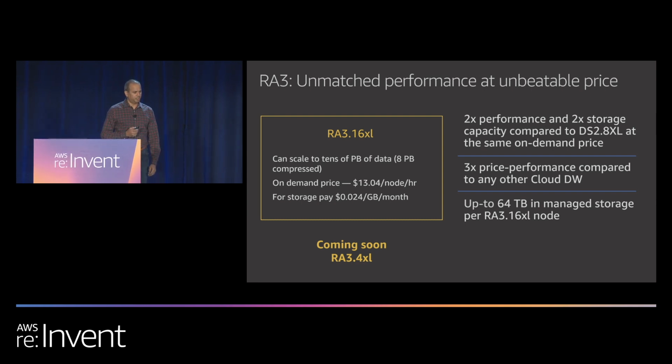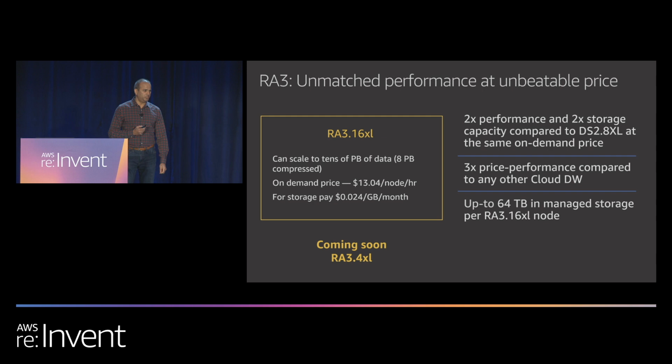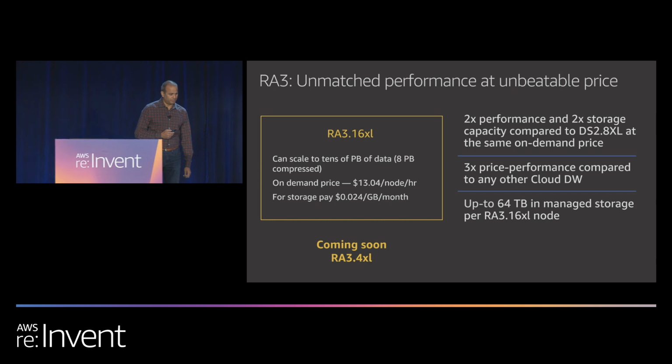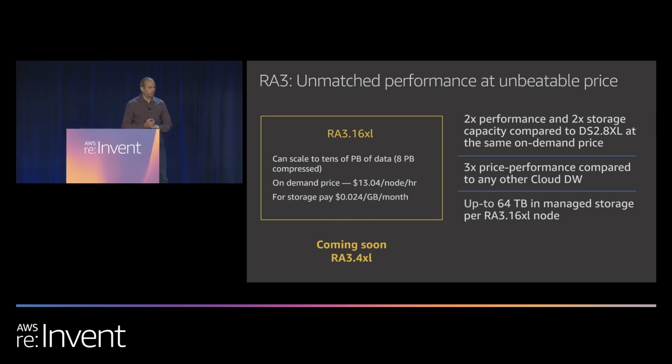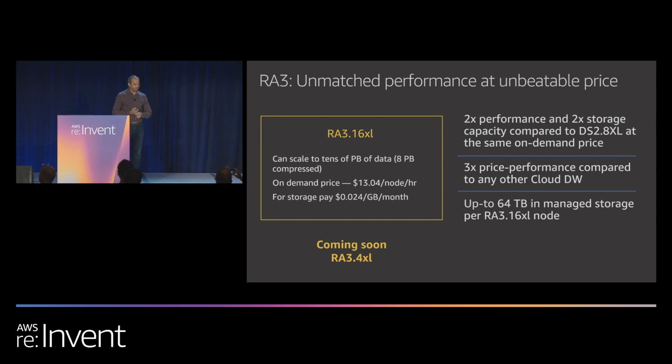Looking at some more details about the RA3 instances, today the RA3 instances are available in the 16XL size. With this, you can scale up to 8 petabytes of compressed data, which equates to tens of petabytes of uncompressed data. The RA3 node on-demand price in US East is $13.04 per node per hour. And for storage, you pay $0.024 per GB per month. So it's a very similar price to what you pay for Amazon S3.